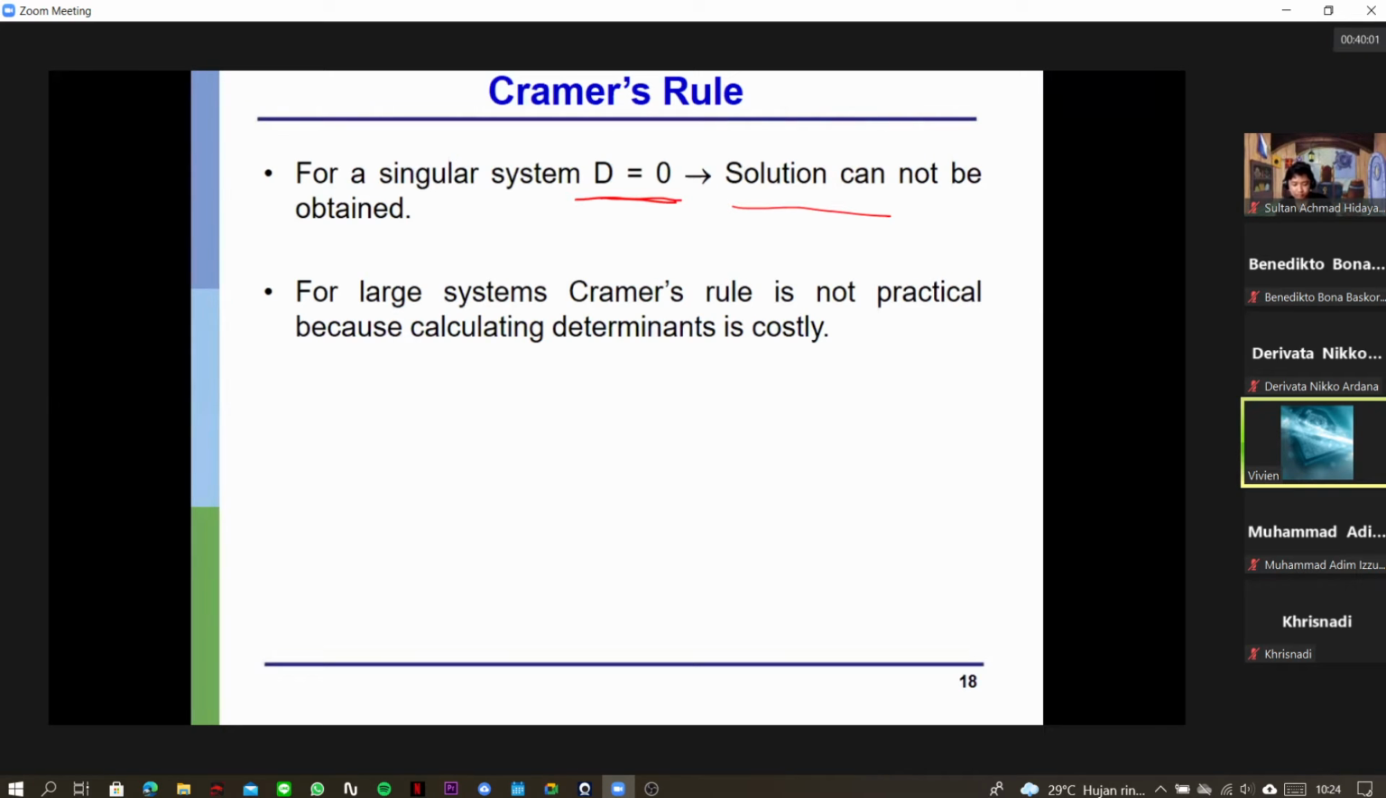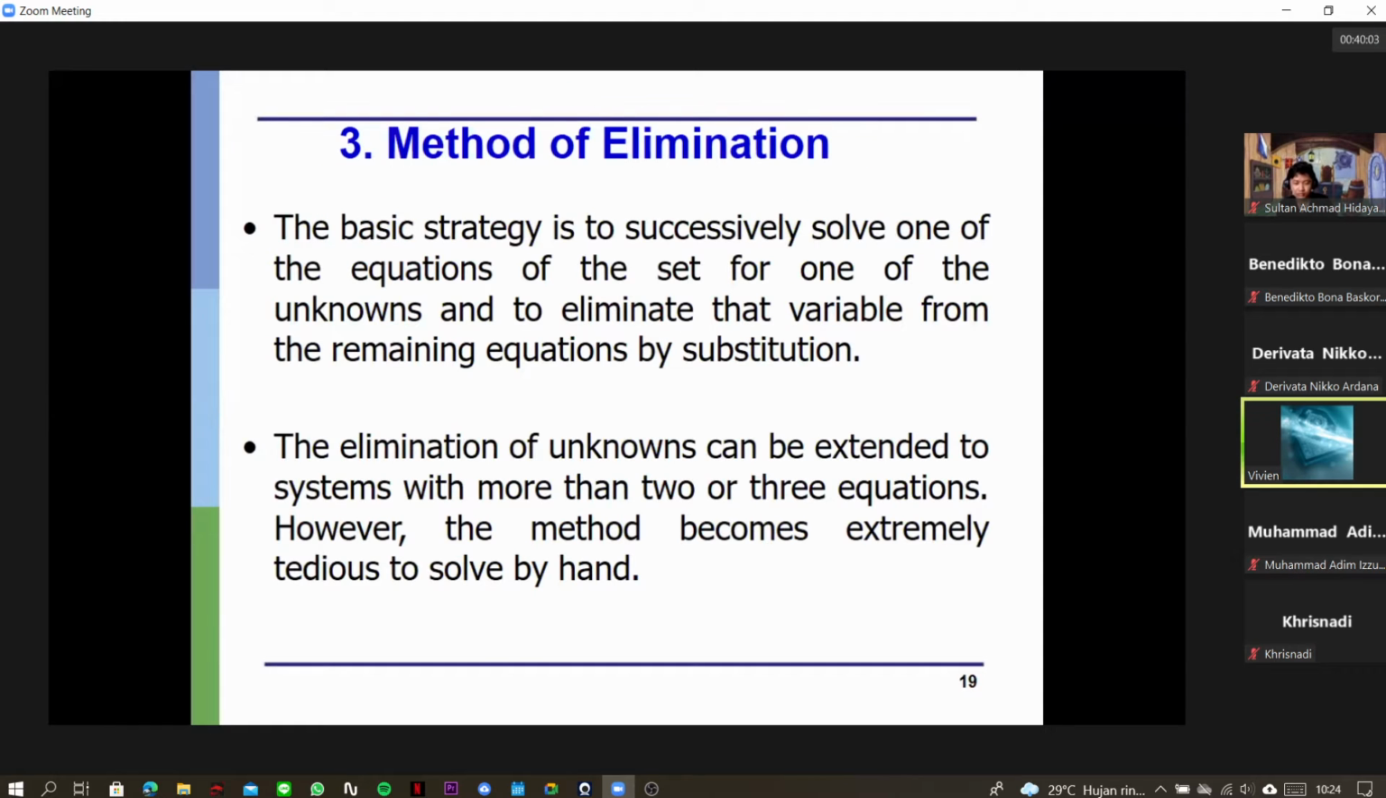Because it's not very efficient, now we will look at the third method, which is elimination. This is the basic strategy to successively solve one of the equations of the set for one of the unknowns. It means that we eliminate the variable, so that we end up with only one variable, and then we can solve for that variable, and then we can return it to the other equations to find the other unknowns.